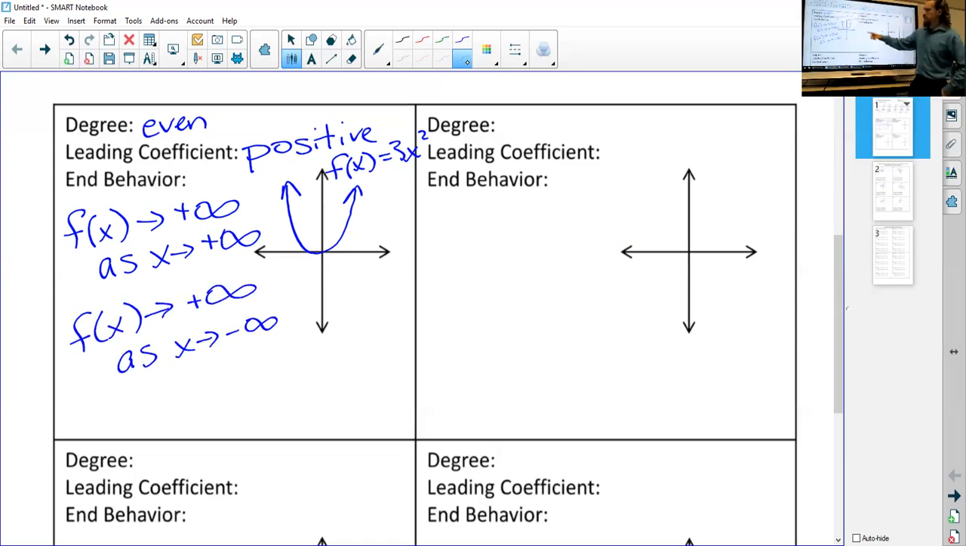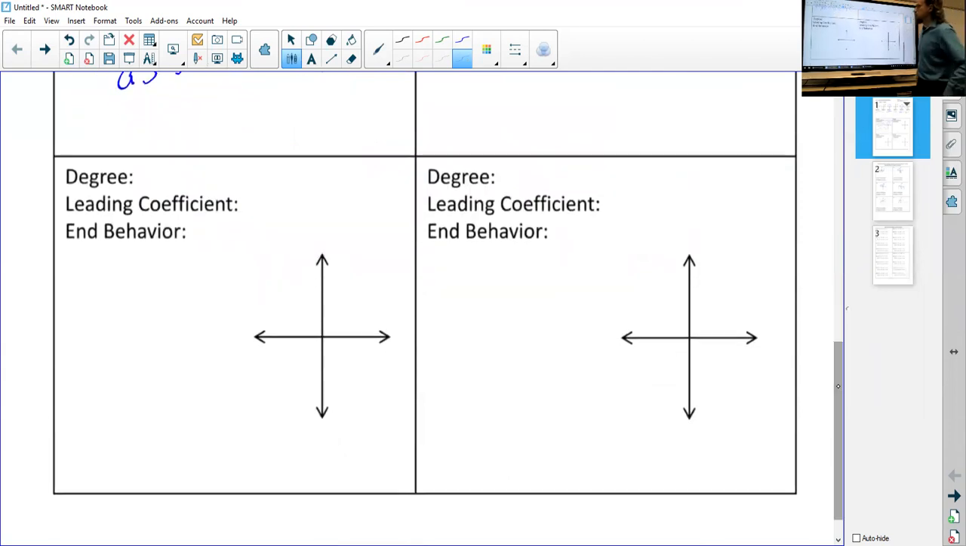Okay? So if this is the case, if your degree is even, leading coefficient is positive, it means no matter which way you're going, if you're going to the left or to the right, your y value is getting bigger. That's the whole point. Okay? So let's look, what if we flip that around? What if we said even degree, but with a negative coefficient?